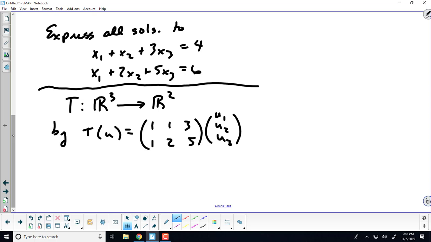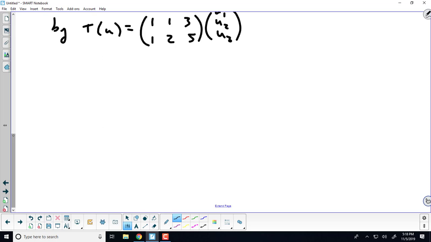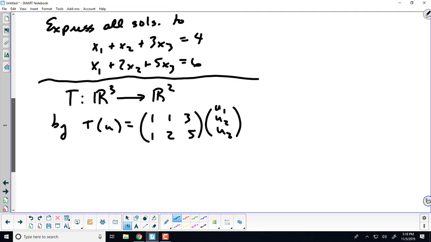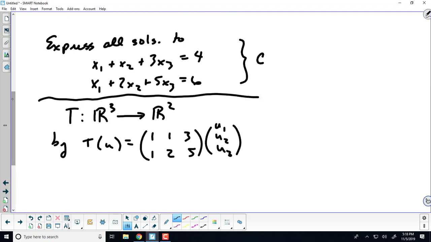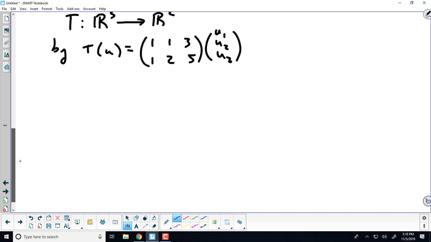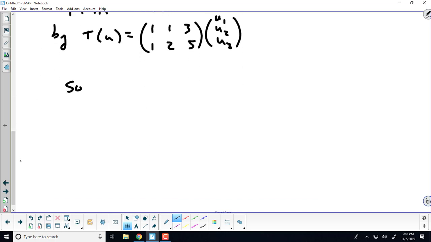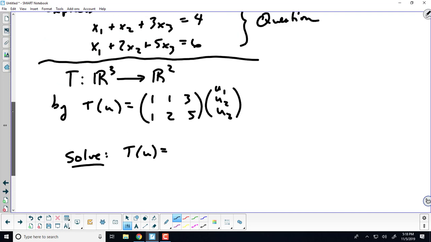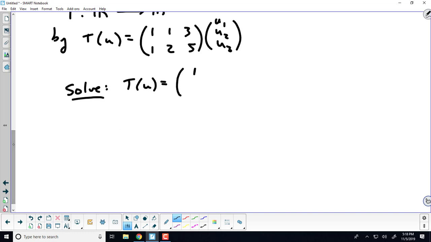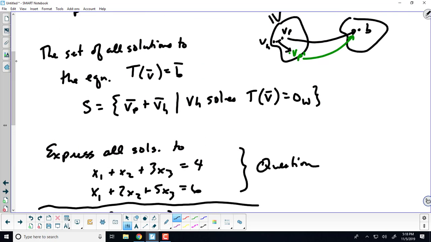Okay? But specifically, really another way of phrasing this question, so this was our question, right? Another way of expressing this question is to say we're looking for the solutions to T of U equals 4, 6. That's how we can think of this question. Okay. So what do we need to do? Well, according to what we wrote in the line above, we need to come up with a particular solution and the homogeneous solutions. Okay.